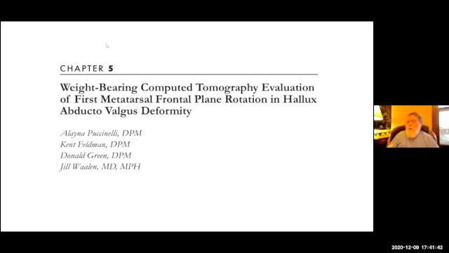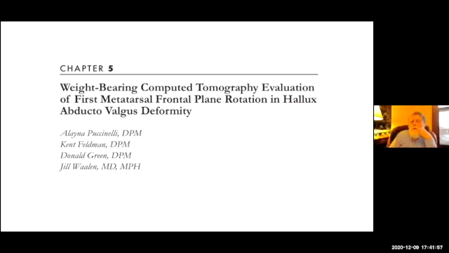So this is just a real short, probably 5 minutes here, on how I decided that there is valgus rotation of the first metatarsal in some patients. Just give me 5 minutes, and then we'll have a little discussion.